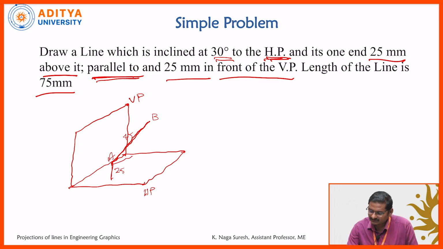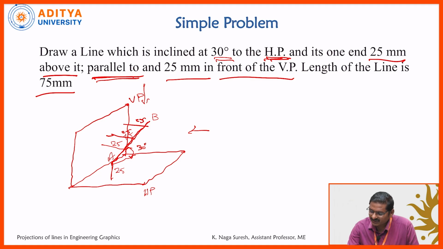So this is inclined to the HP at 30 degrees, with one end at a height of 25 mm from the HP, and parallel to the VP, also 25 mm. You can take any point; the distance is 25 mm. Since the line is parallel to the VP, the view in which we observe it is the top view. If you observe the top view, the line appears parallel to the VP. In the front view it has some inclination with the HP.